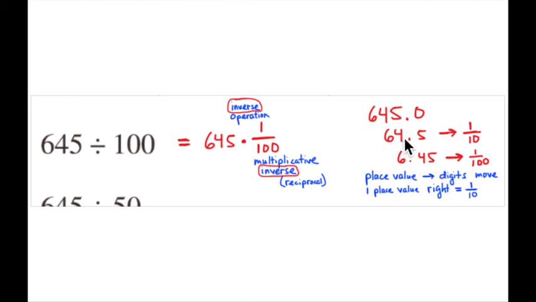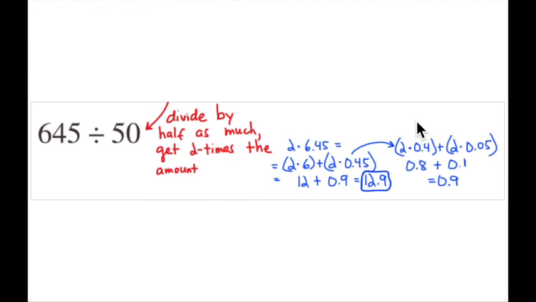So move each digit one place value to the right. That's 64 5/10. Multiply it by another 1/10. That's a total of 1/100th. So move the digits one more place value to the right. So it becomes 6 45/100. All right, so 645 divided by 100 is 6 45/100. And here's the thinking behind that.